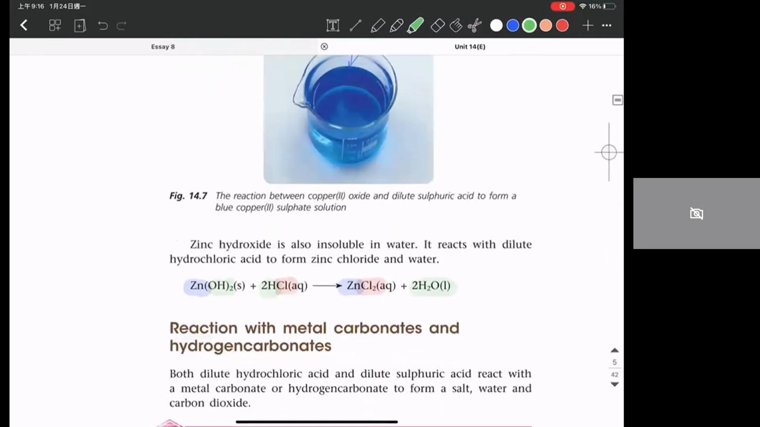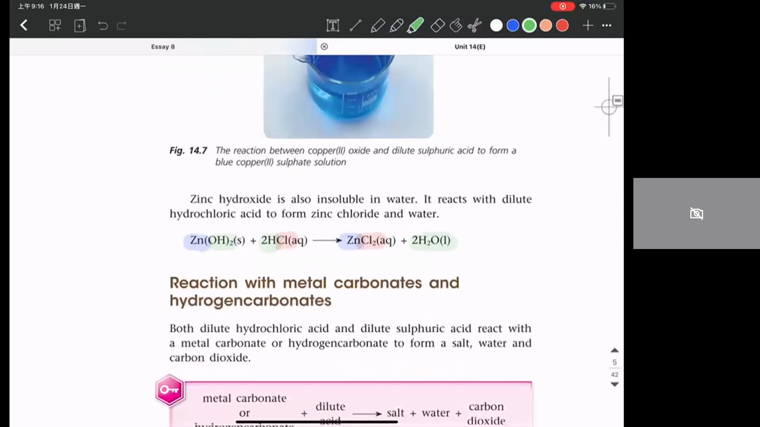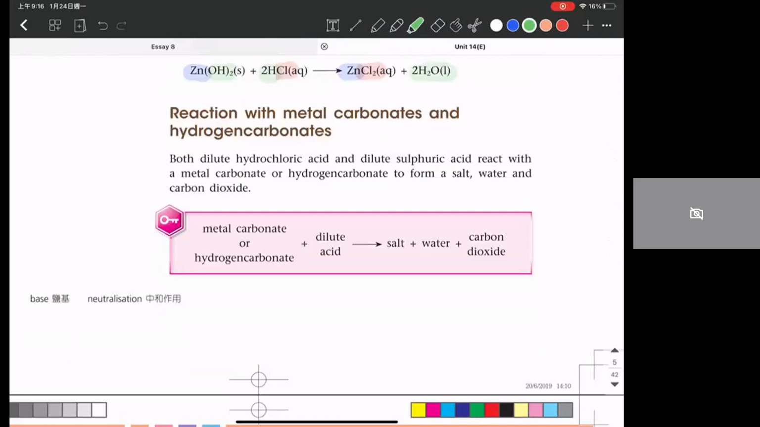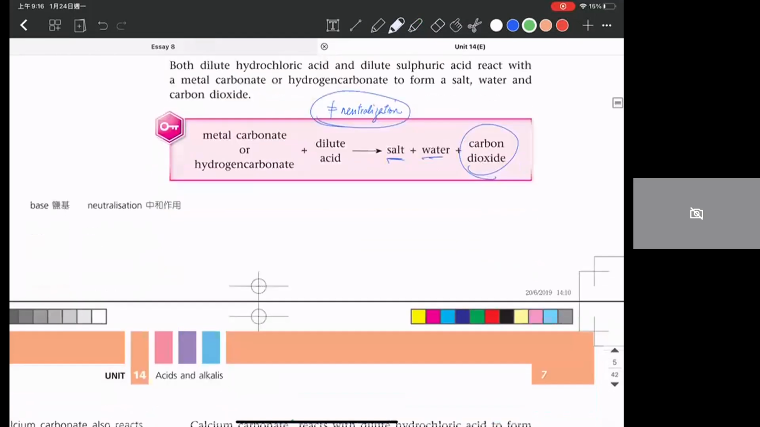Now, believe it or not, I change to a different case about the metal carbonates and metal hydrogen carbonates. They both react with acid, but this time it will form salt and water and also carbon dioxide. So it is not neutralization. Though the arrow seems very similar, you have got salt and water, it's not neutralization because CO2 has also been formed. So you take a look at that.